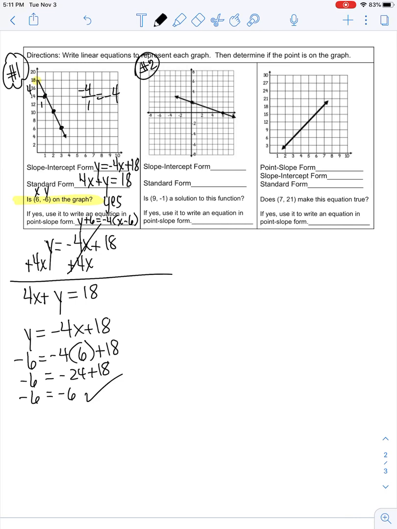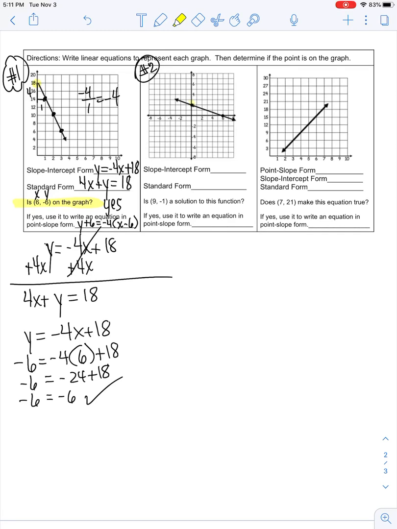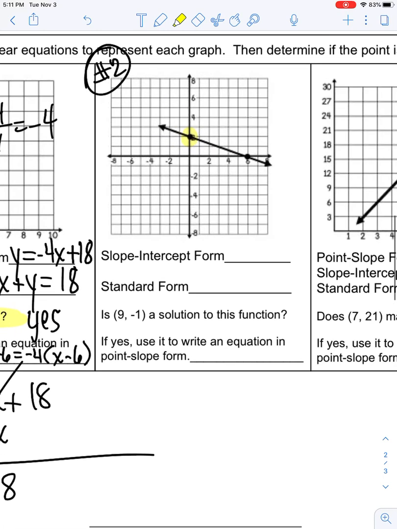Example 2 is another really good one to use slope-intercept form. So I always go for that one first. I can clearly see my y-intercept here, and we can always find our slope using rise over run. So corner point, corner point, corner point. So it looks like I go down 1, run 3, down 1, run 3. So that means my slope is negative 1/3 x, and my y-intercept is positive 2.